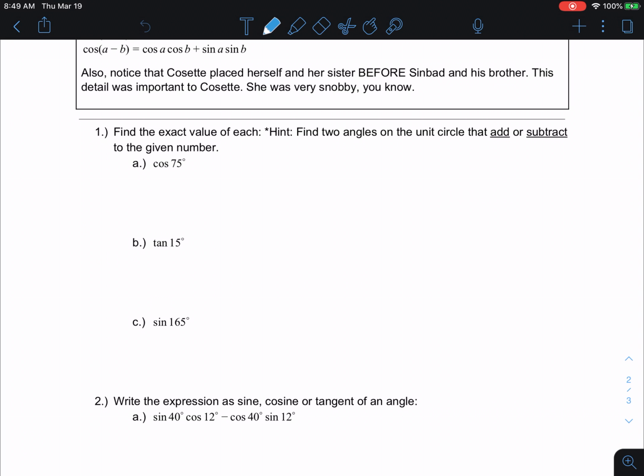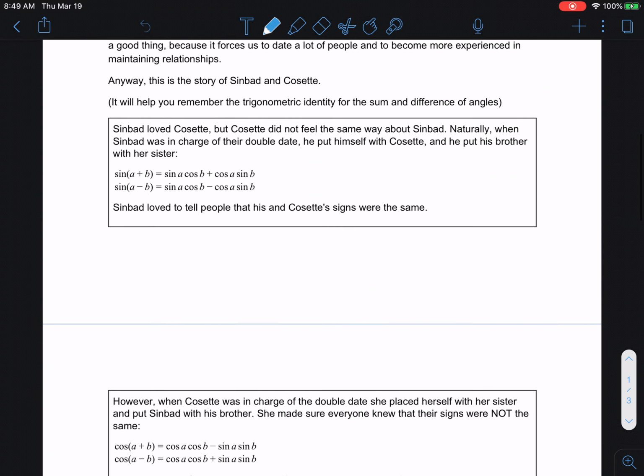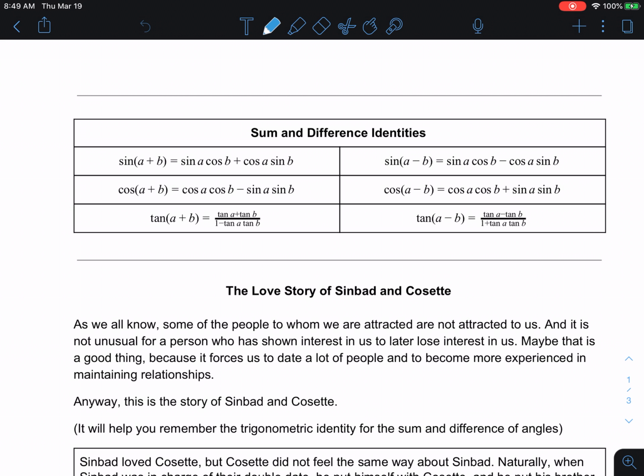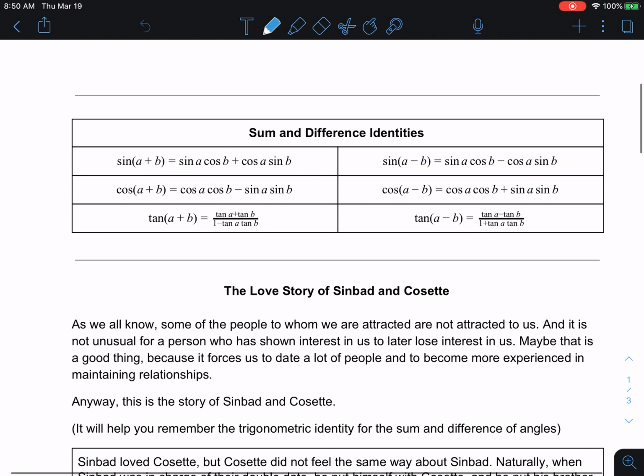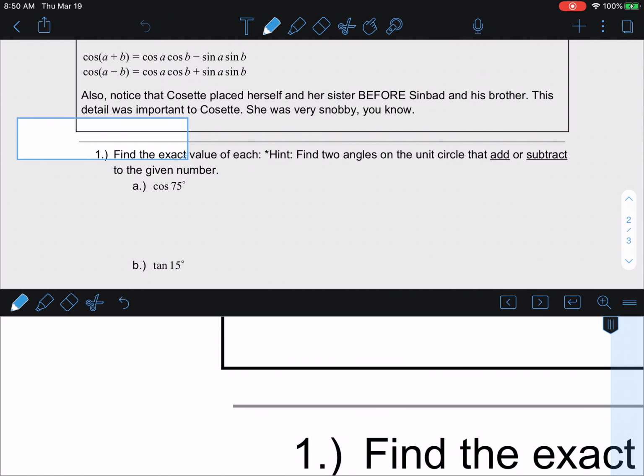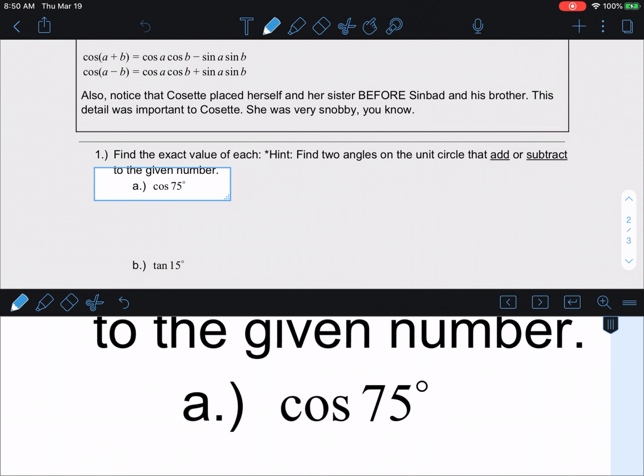Hello, we are going over the sum and difference identities today. So you have the list of sum and difference identities listed up here. You can refer back to these as I'm going over the problems. And so we're going to start here with number 1A. We are finding the exact value of each of these.